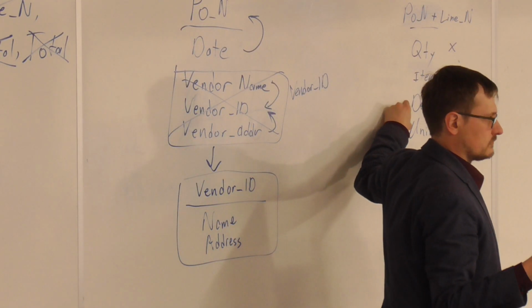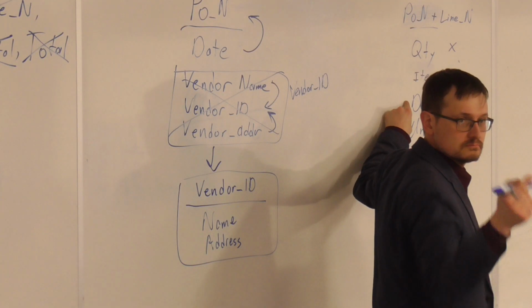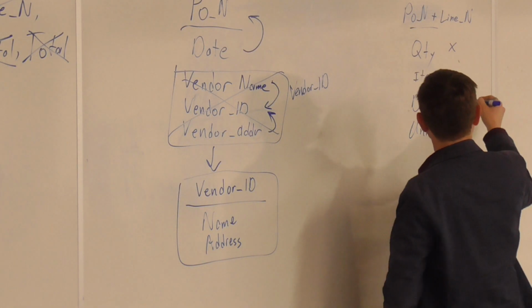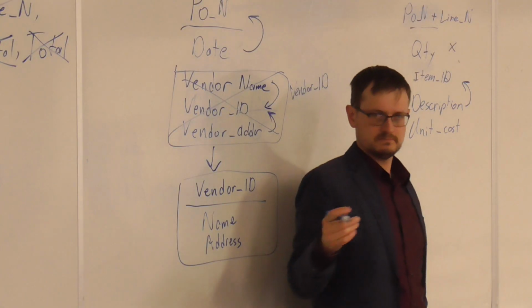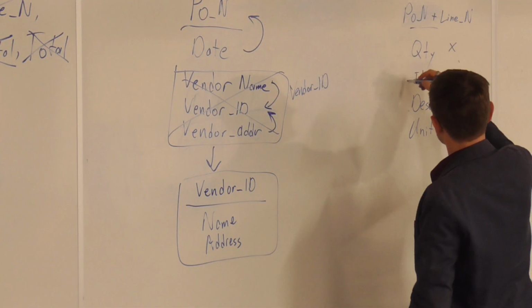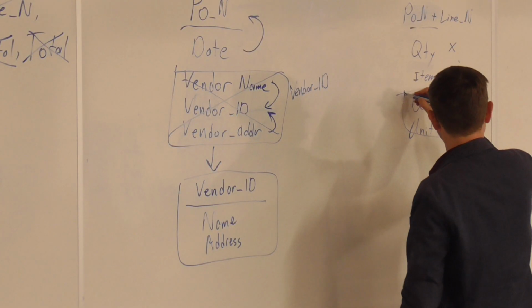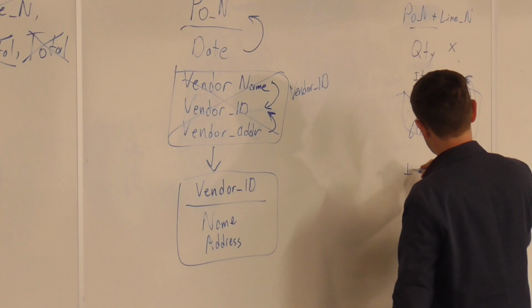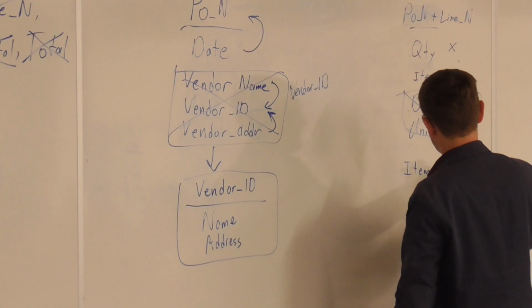What about description? What's that dependent on? Item ID. What about unit cost? Item ID. So, we take these and we make them into their own table with item ID as the primary key.